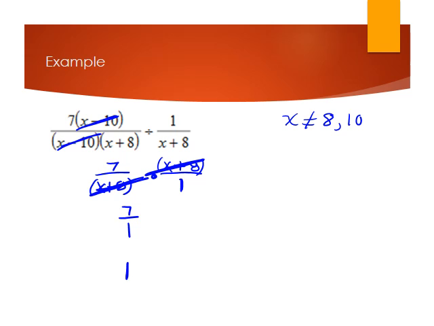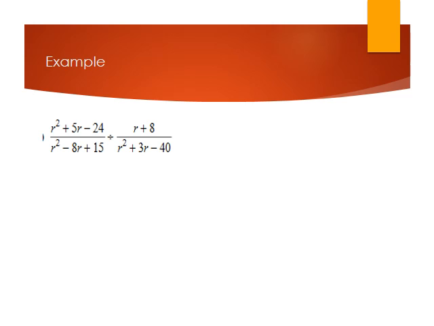Okay. Another example. Now this time nothing's factored, so I'm going to factor everything. There's not really more than one step here to these factors, but if there is, I do scratch work off to the side. I have to flip the second fraction, so it's r squared plus 3r minus 40 over r plus 8. And then we're going to leave the other fraction alone.